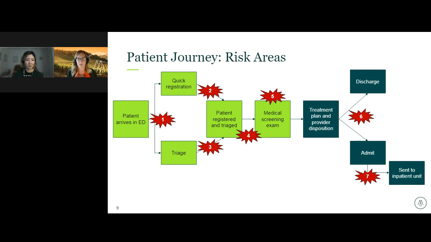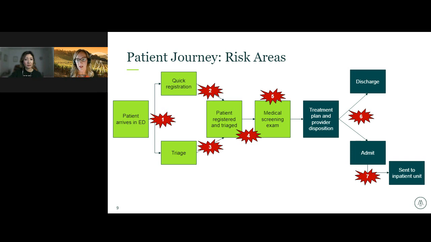So the patient, if they've been regged and triaged, again, they'll go to the medical screening exam. Some of those pieces take longer than others. And that's some of the things we're going to talk about: the total length of stay and your arrival to doc or your door to doc times. So medical screening exam is what your timestamp for your doctor would be. And we want that to be pretty short.